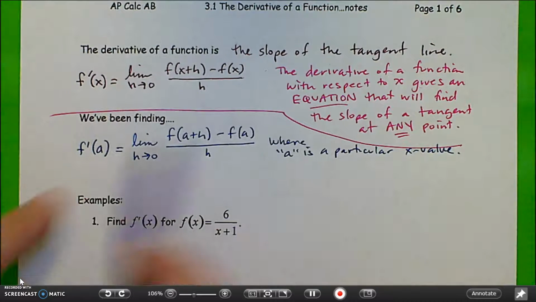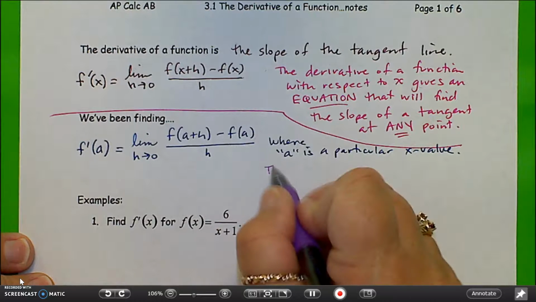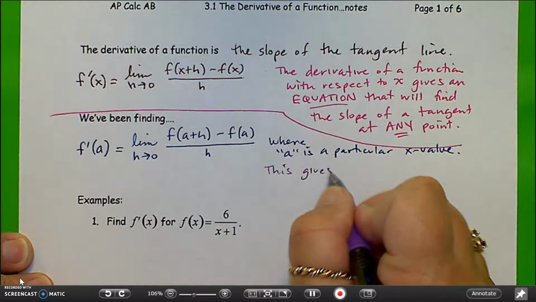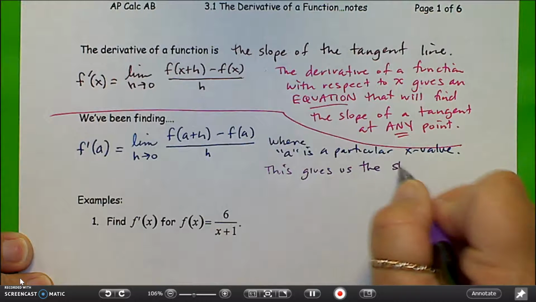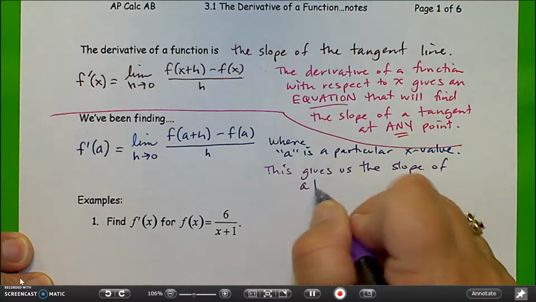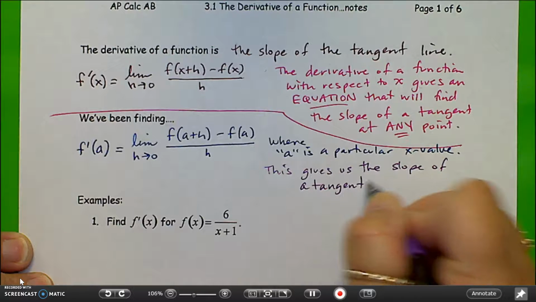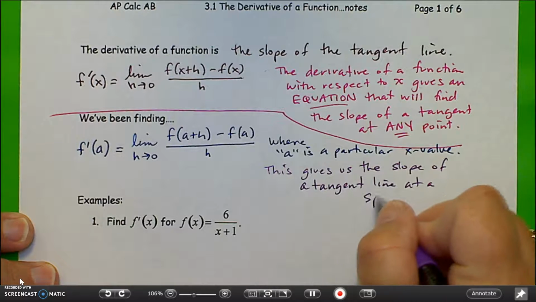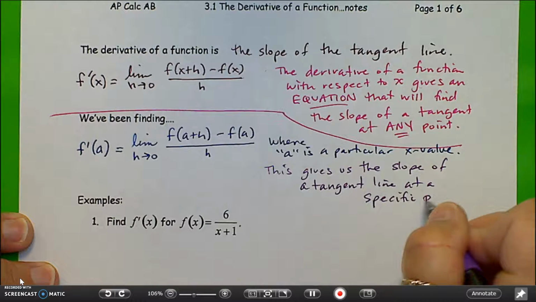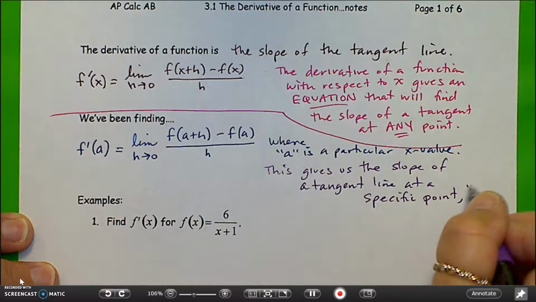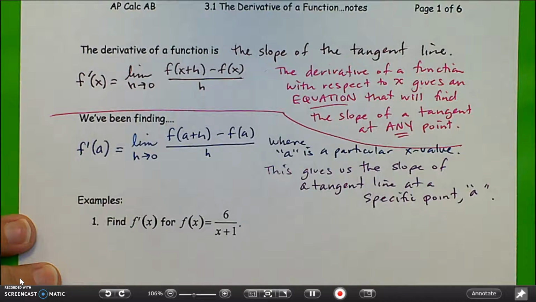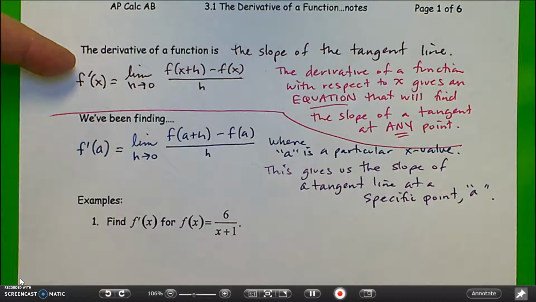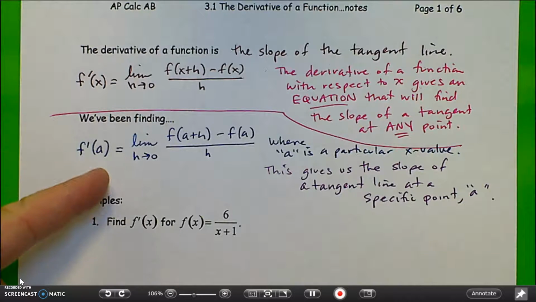Alright, so this whole piece here gives us the slope of a tangent line to a curve at a specific point a. Okay, so when you don't have the a value, use the top derivative definition, and when you do have a particular a value, you can use this derivative definition.